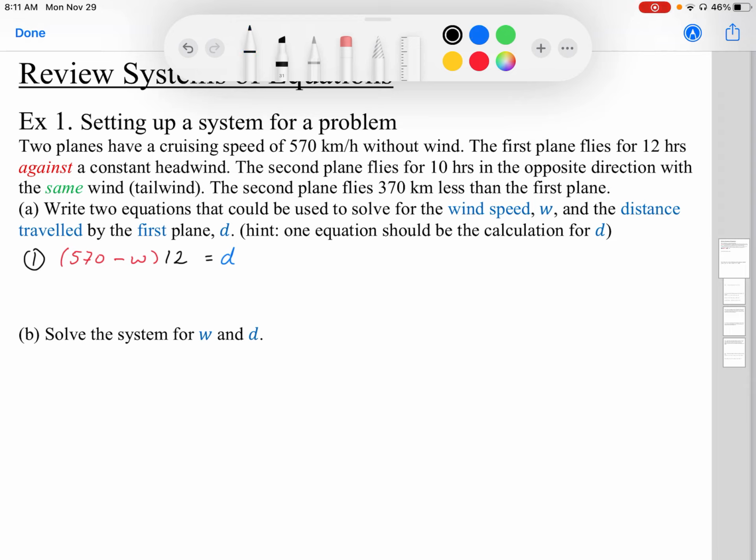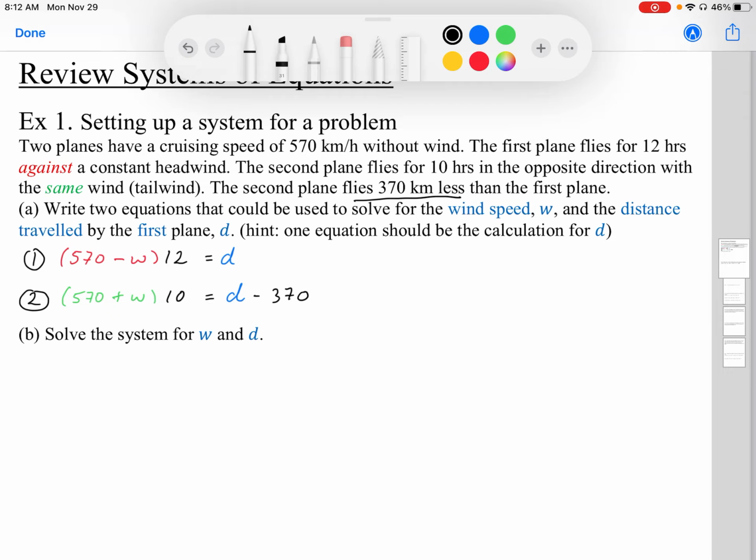We need to set up an equation for the second plane. Now the second plane is traveling with the wind, so we need a velocity. So 570 kilometers an hour. Now they're going with the wind, so we're going to go plus W. They're traveling for 10 hours, and they're going to travel a distance of D, but they're not going to go quite as far because the second plane flies 370 kilometers less. So we're going to do D minus 370.